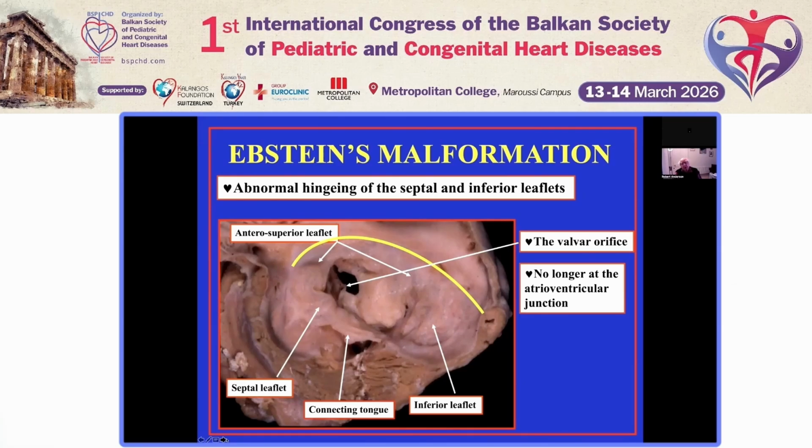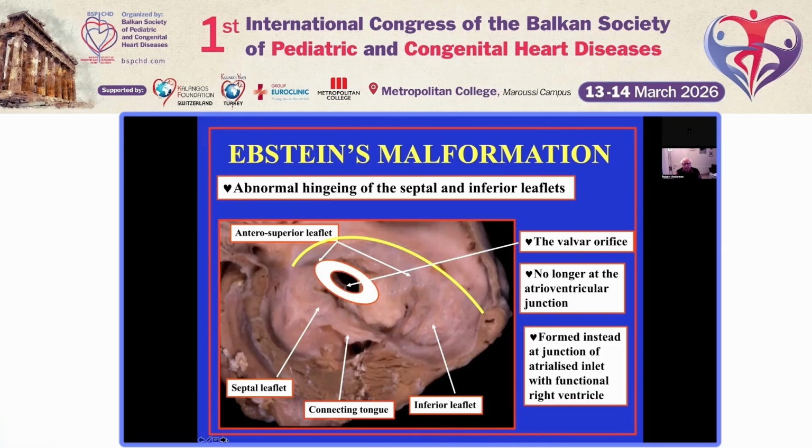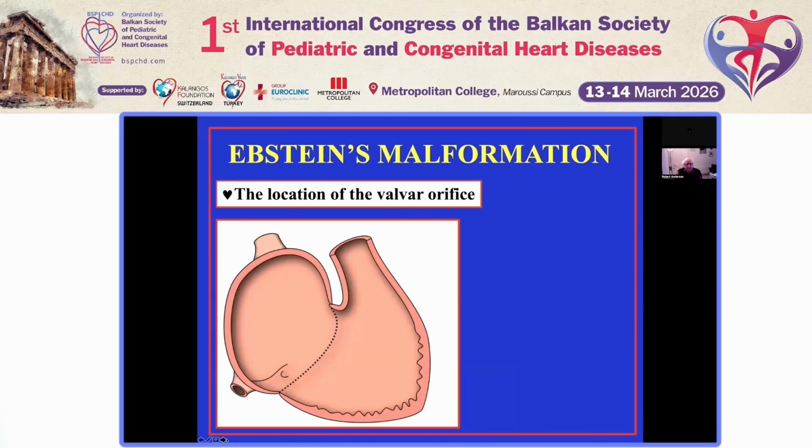It is no longer at the atrioventricular junction. Instead, it is formed at the junction of what we can now call the atrialized inlet component with the functional right ventricle. Now, we studied the location of the valvar orifice in a work I did over 25 years ago with Christian Schreiber, who sadly passed on, a wonderful cardiac surgeon who died far too early.